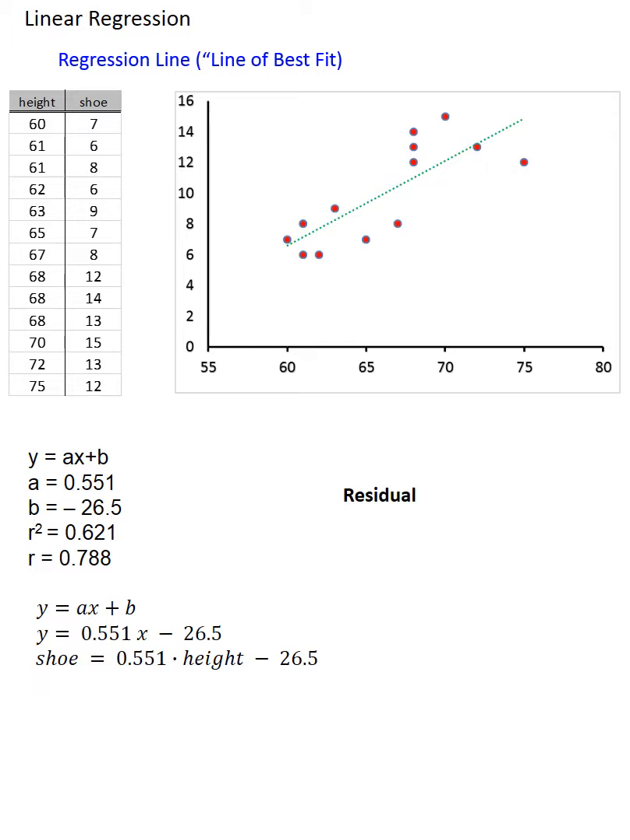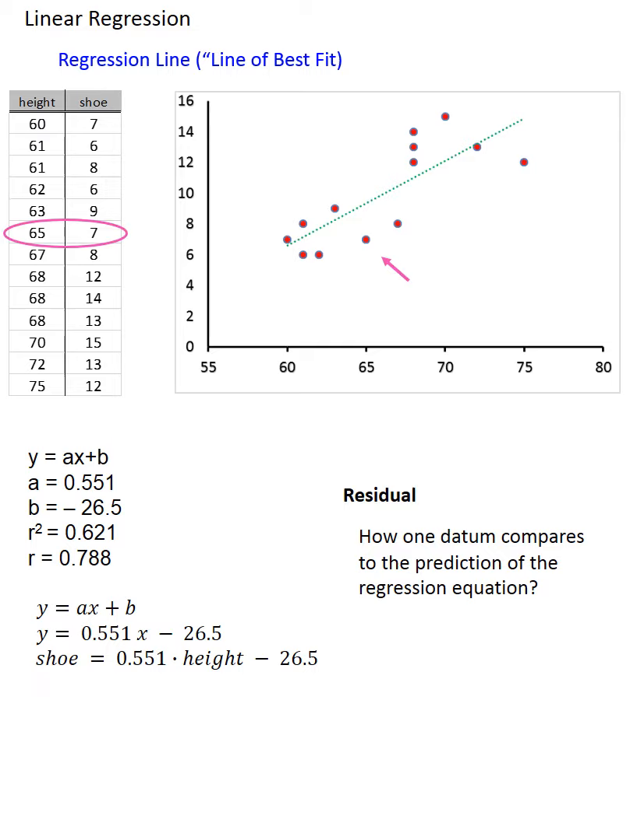Let's talk about the word residual. Residual is a measurement for one particular element of your data called a datum, and it's a measurement of how far above or below that one y value, or in this case shoe size, varies from what we would expect it to population-wide. Now that's a very general statement. I think it'll make more sense when you see an example.